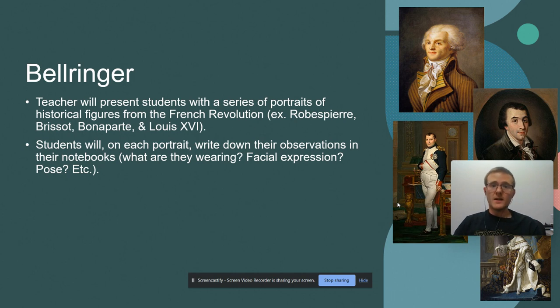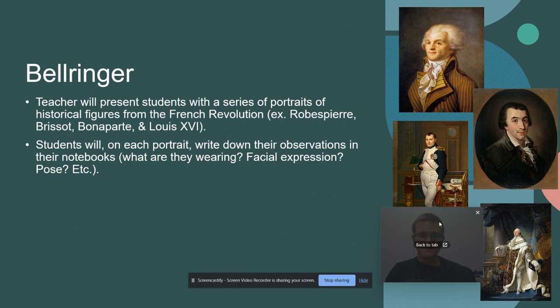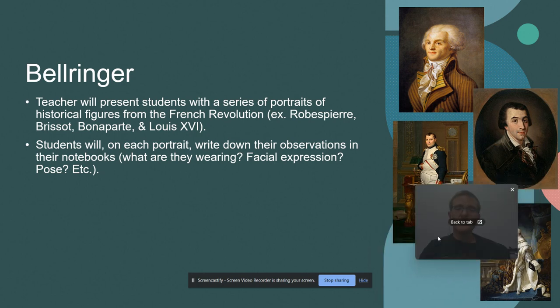So the bell ringer for the class, or the first thing that I would like the teacher to do whenever the class period starts. So the teacher will present students with a series of portraits of historical figures from the French Revolution. For the sake of this presentation, I just put a couple on the board. So like we have Robespierre, Napoleon Bonaparte, Louis the 16th, and also Brissot, all significant historical figures of their time.